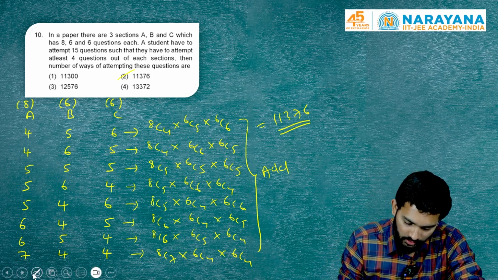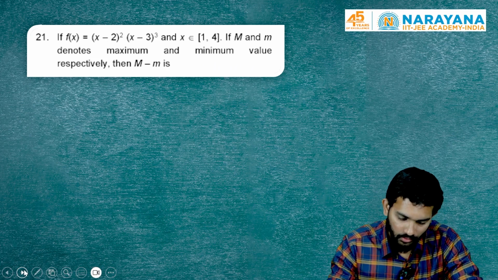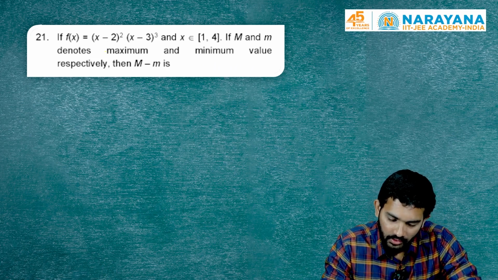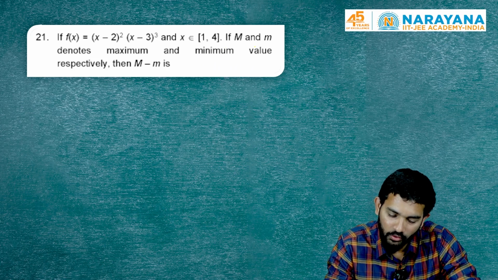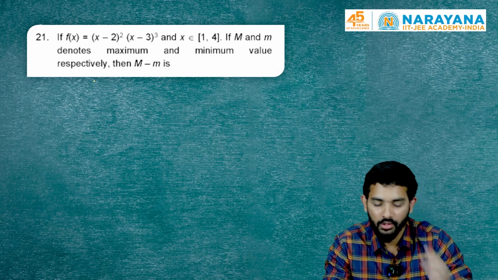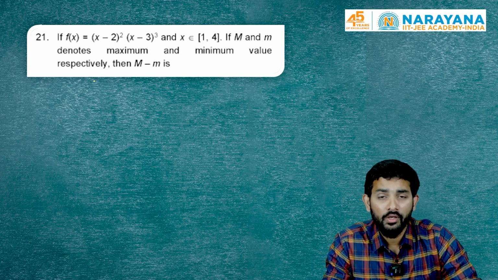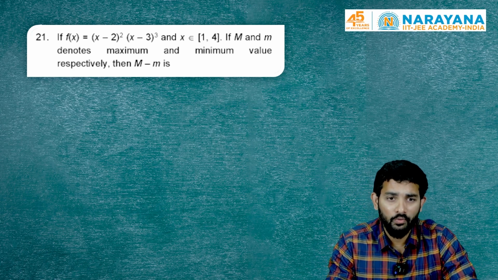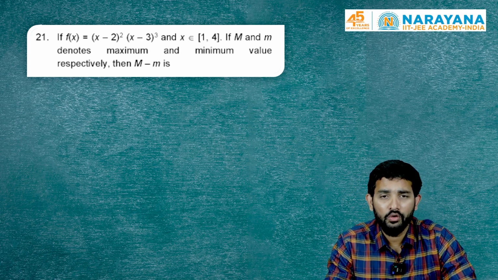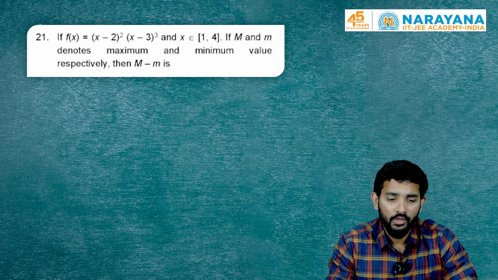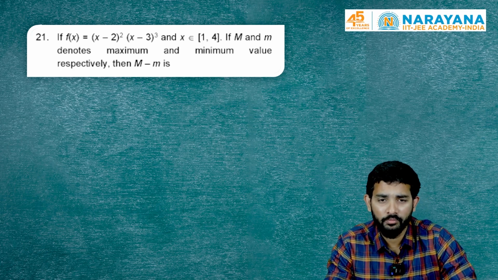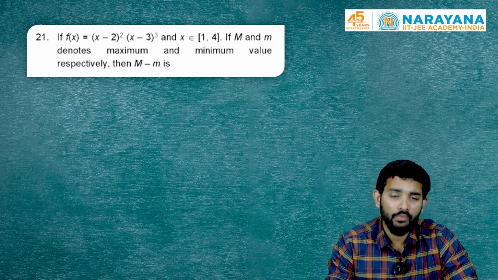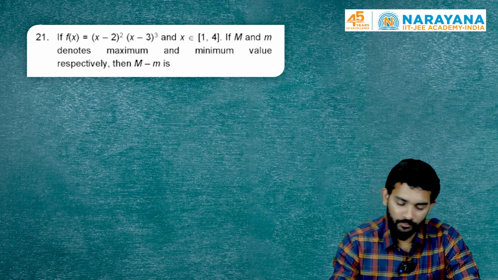So let us go to the next question. f of x is (x minus 2) whole square, (x minus 3) whole cube, and x belongs to [1, 4]. If M and m denote the maximum and minimum value respectively. For these types of questions, first you have to find the critical points, then find the functional values at the critical points and at the endpoints. Among these values, whichever is maximum will be the maximum, and whichever is minimum will be the minimum.